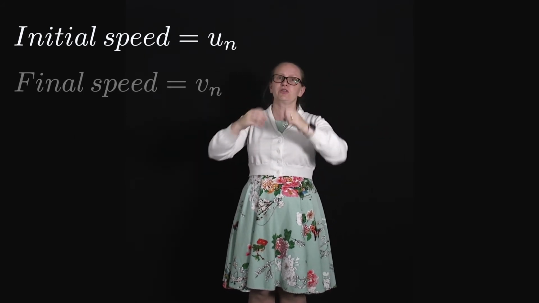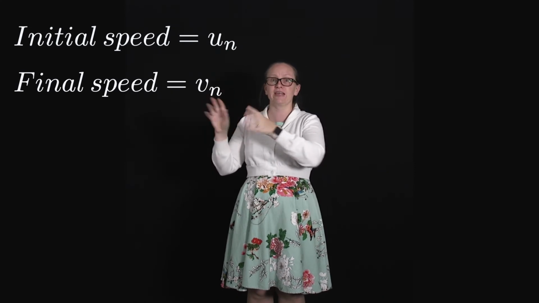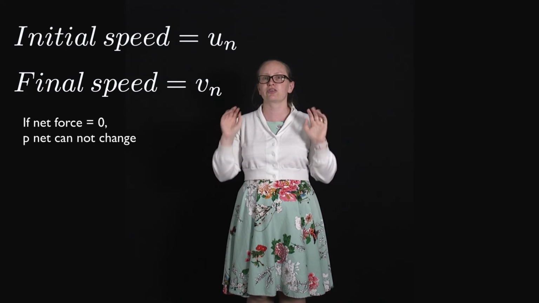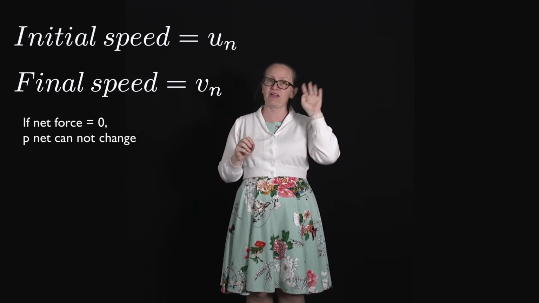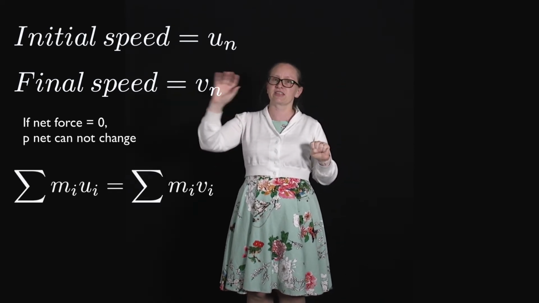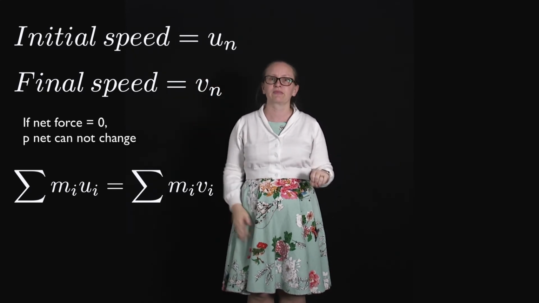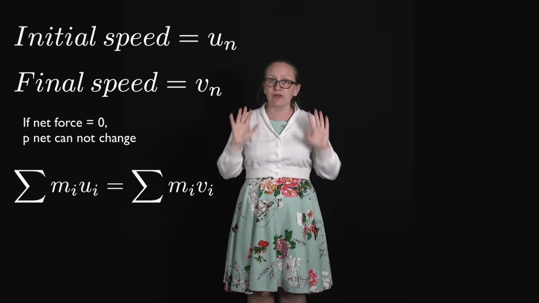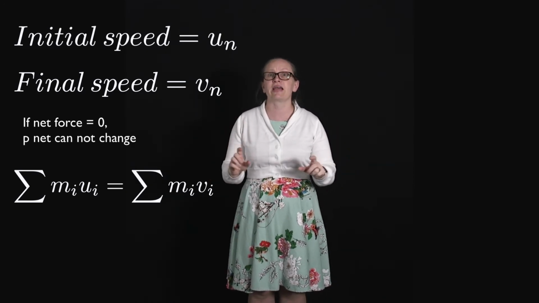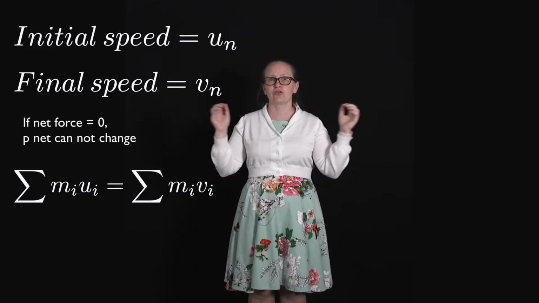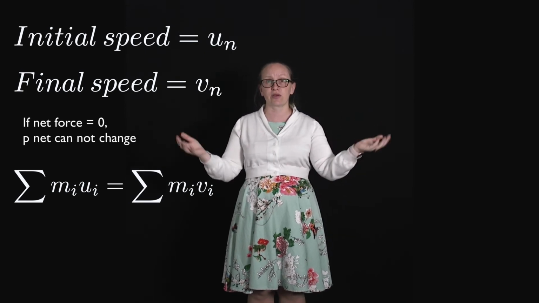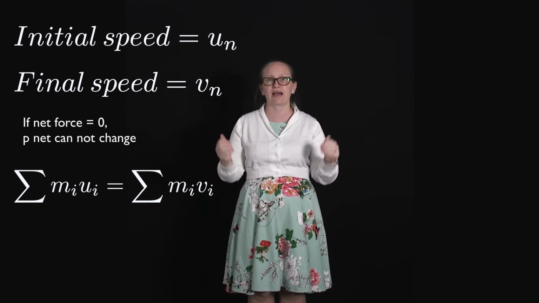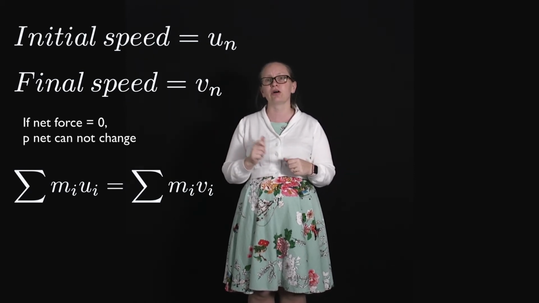And then afterwards we have a final speed of v. If there is no net force, then the momentum's not changing, so that tells us that the sum of mi ui is equal to the sum of mi vi. Now I've probably totally confused you, but this is actually very useful and not too hard to apply. So let's have a look now at how we can apply this to solve a collision question where there is no net force applied, which is generally true for a lot of collisions.